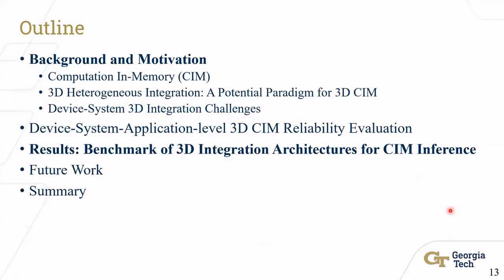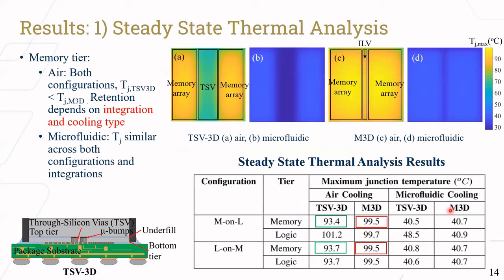So now I'll talk about a couple of the benchmarking studies that we looked at using this proposed methodology. So the first thing that we looked at was a steady state thermal evaluation using this flow. And there were three key knobs in this study. One was the configuration, where we consider memory on logic and logic on memory. The second was integration type, which I already talked about. And the third was the cooling architecture assumption. And we assumed conventional air cooling and microfluidic cooling. Some of the assumptions of the boundary conditions I've skipped for brevity, but I have them in backup, and if interested, I can go over them.